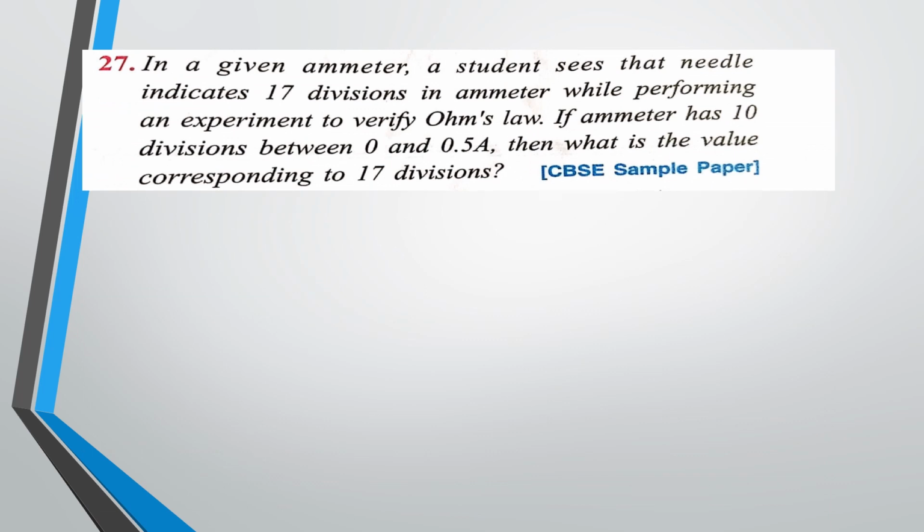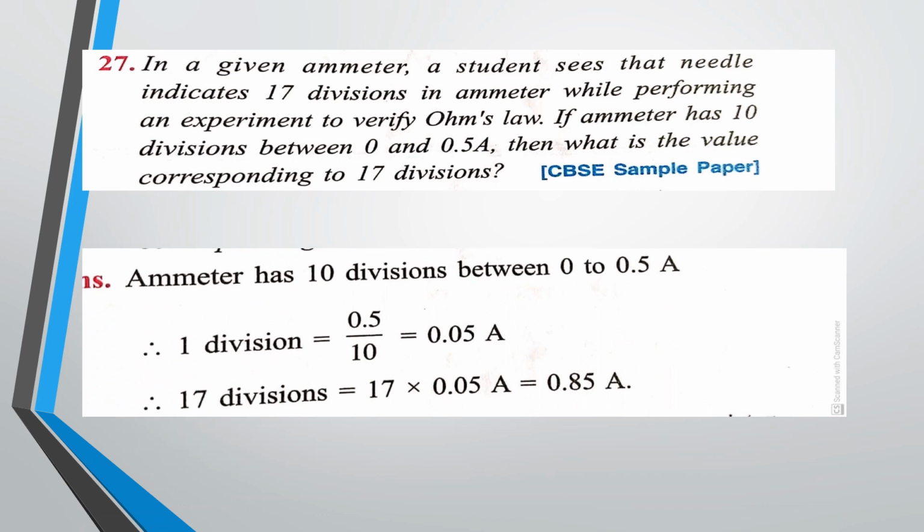Next, in a given ammeter, a student sees that the needle indicates 70 in the divisions while performing an experiment to verify Ohm's law. If an ammeter has 10 divisions between 0 and 0.5, then what is the value corresponding to the 17th division? Okay, now listen, the ammeter has 10 divisions between 0 and 0.5, so one division is 0.5 divided by 10 divisions, which is equal to 0.05. Then if you multiply 17 divisions by 0.05, that is the least count, you will get 0.85, that is the exact value.